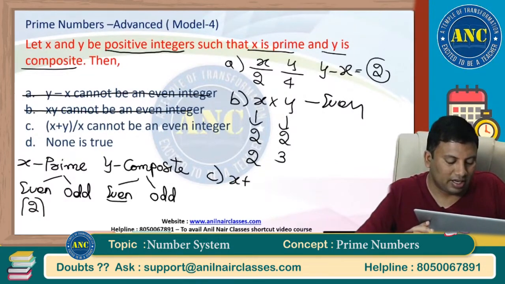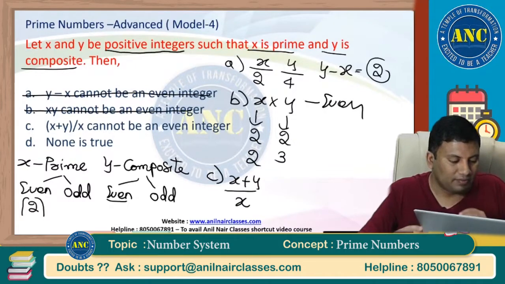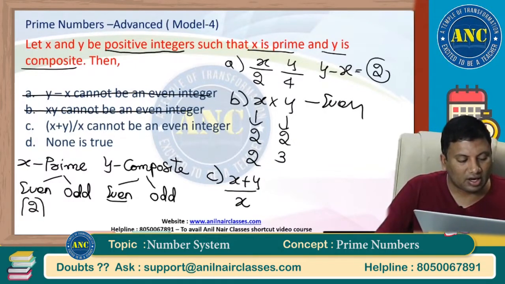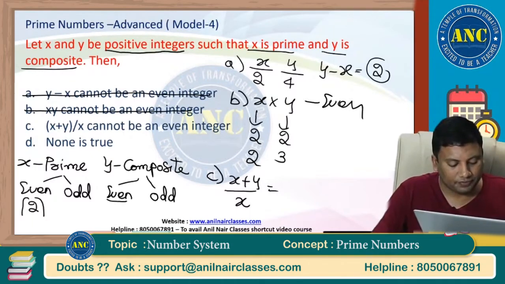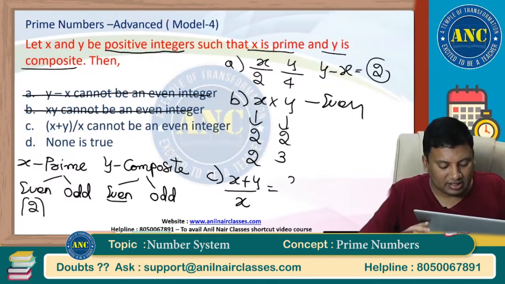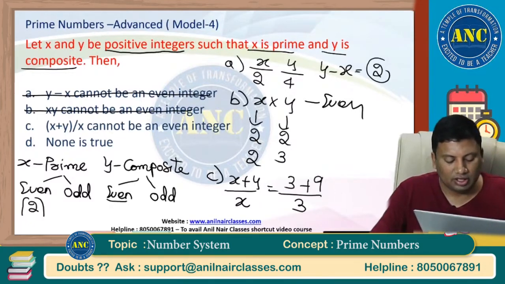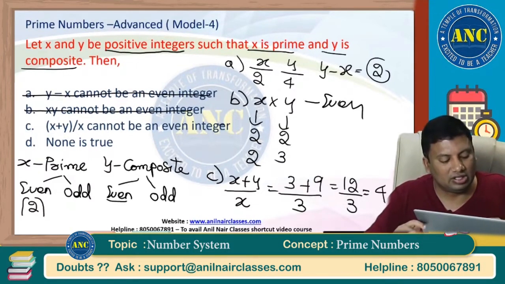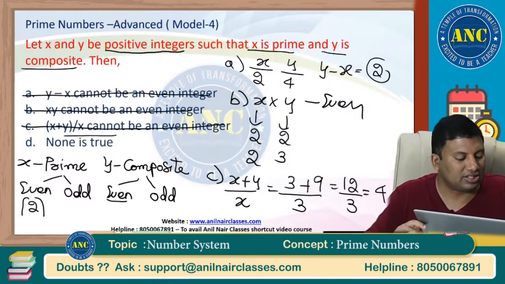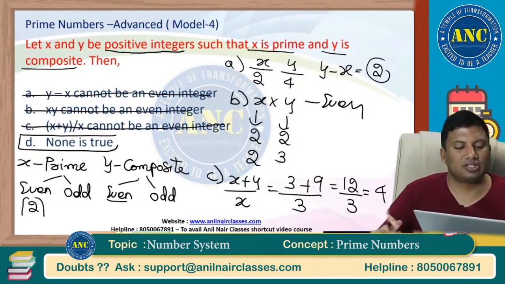x plus y divided by x cannot be an even integer. For example, suppose x is 3 and y is 9. x plus y divided by x is 12 by 3, which is nothing but 4. 4 is an even integer. So this cannot be true. The answer is none of the statements is true.